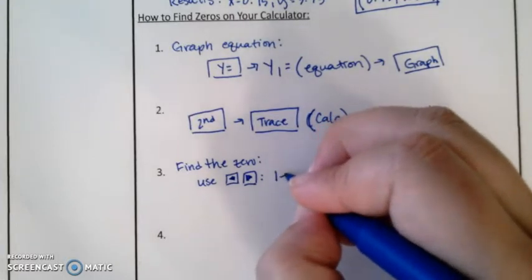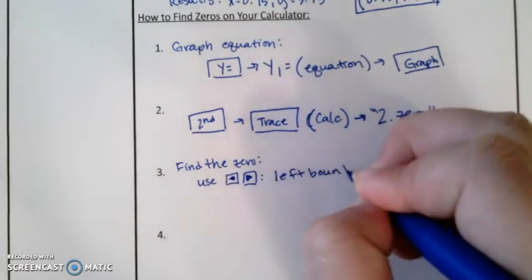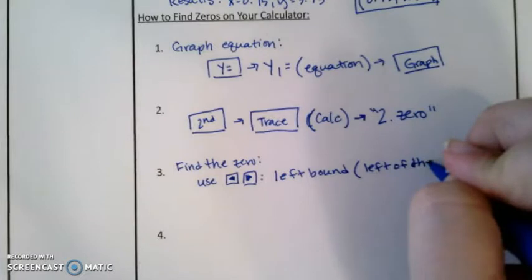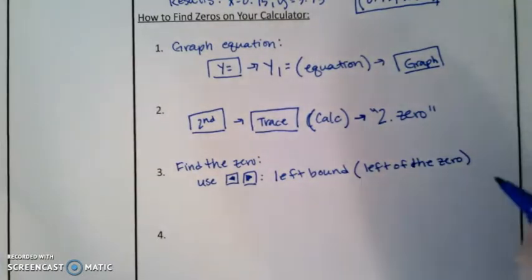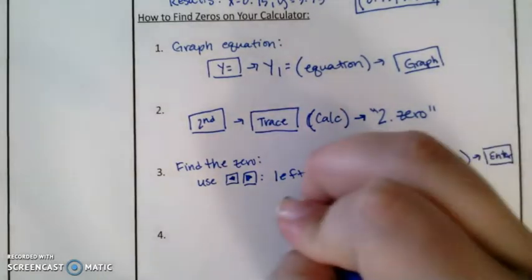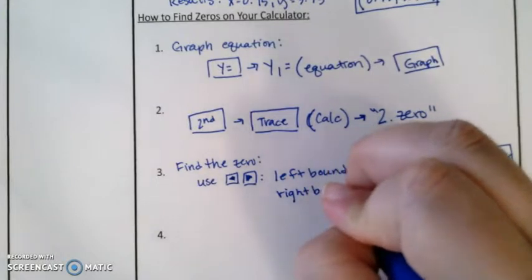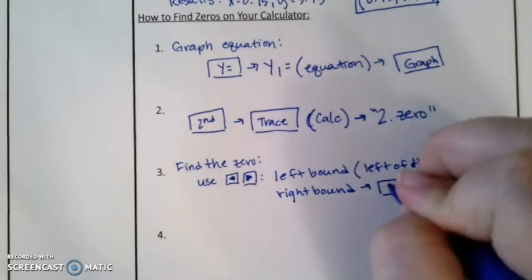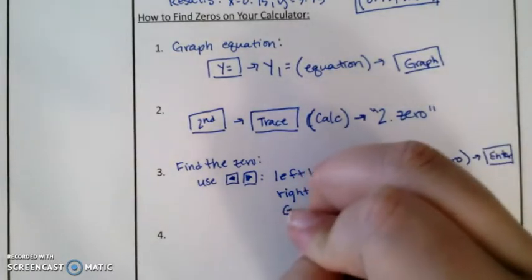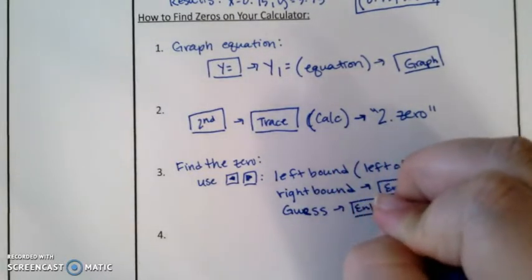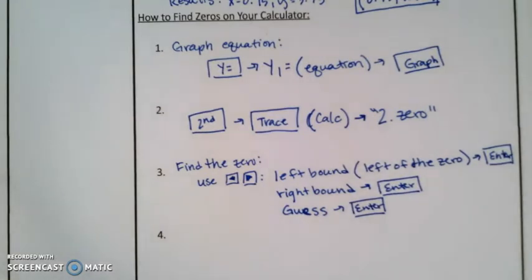We do left bound, left of the 0, left of the x-intercept, and then enter, right bound, enter, guess, enter. Okay, and then it will give you the results.